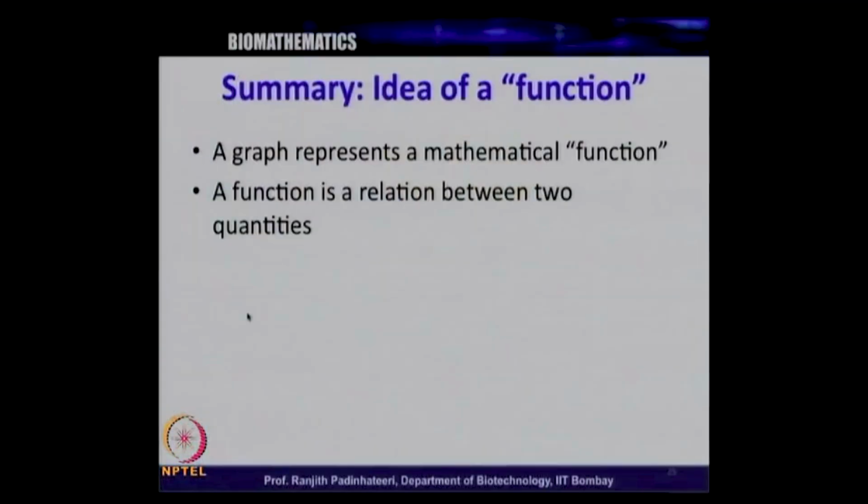To summarize this part, we studied the idea of a function so far. A graph basically represents a mathematical function, and a function is a relation between two quantities. We had some quantity which we plotted on the x axis and some other quantity which we plotted on the y axis, and an equation basically relates these two quantities, and this is what we are plotting in a graph. In an experiment, by varying one quantity, we are measuring some other quantity. So, this relation between the two quantities can be described through a mathematical function. This is basically the idea of a function.